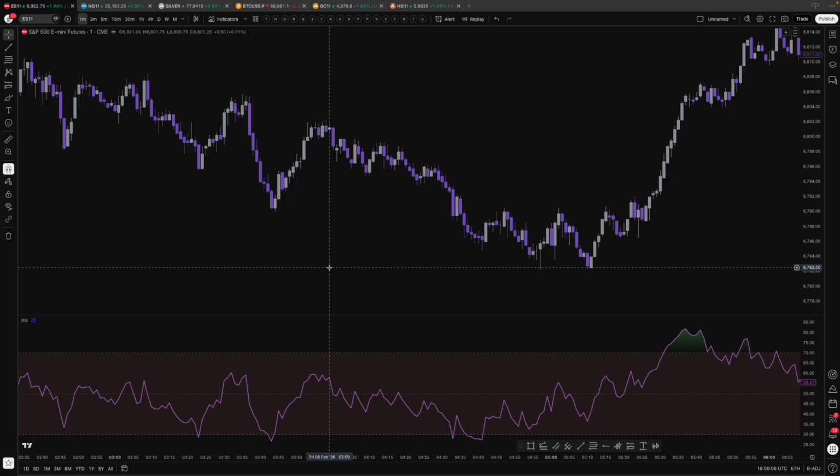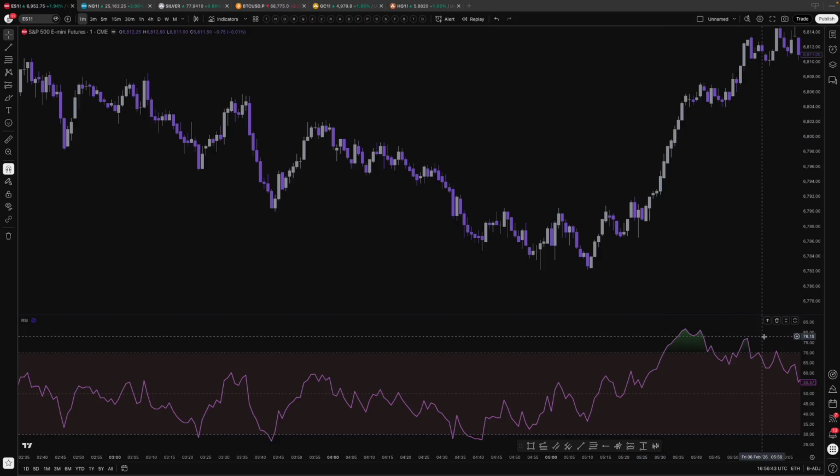Now, traditionally, the most basic way to use the RSI is that you get an oversold signal when it crosses the 30, and you get an overbought signal when it crosses the 70. That is a very naive way to look at it, although it can be helpful. But just because the RSI is over 70 does not mean you're going to look to sell it, because that is crazy.